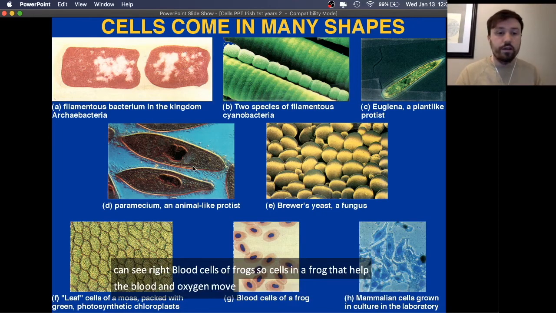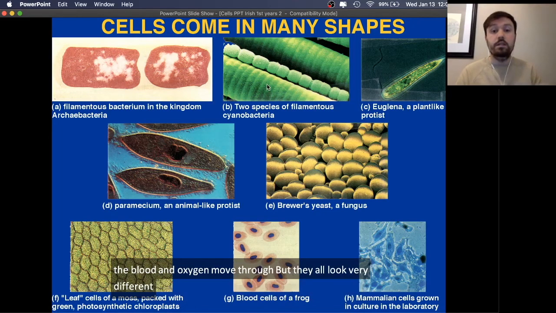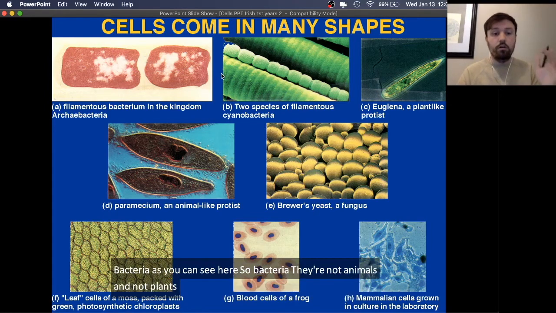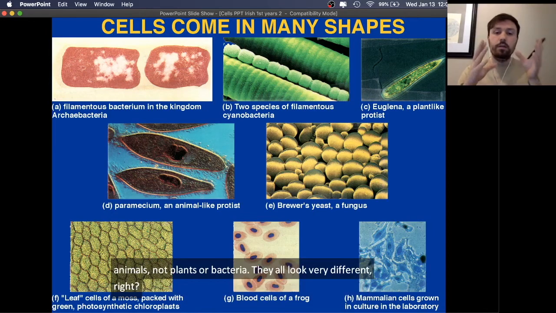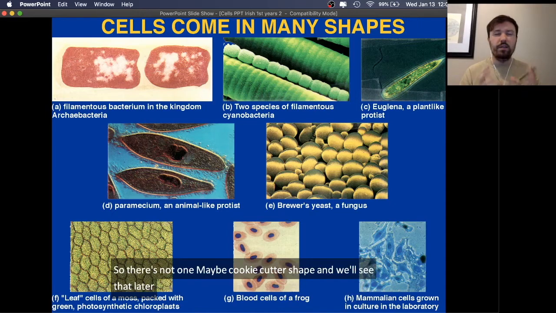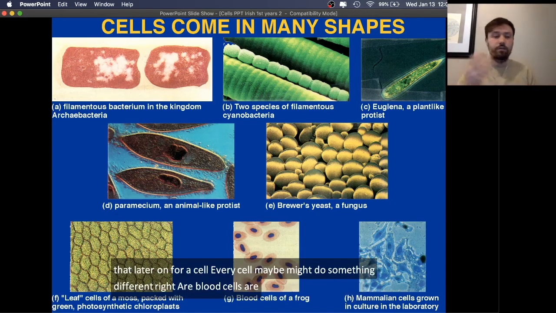But they all look very different from, say, these 2 species of cyanobacteria, which are bacteria, as you can see here. Bacteria are not animals, not plants, they're bacteria. They all look very different, right? So there's not one cookie cutter shape for a cell, and we'll see that later on. Every cell might do something different, right? Our blood cells are different from our brain cells, which are different from our skin cells.